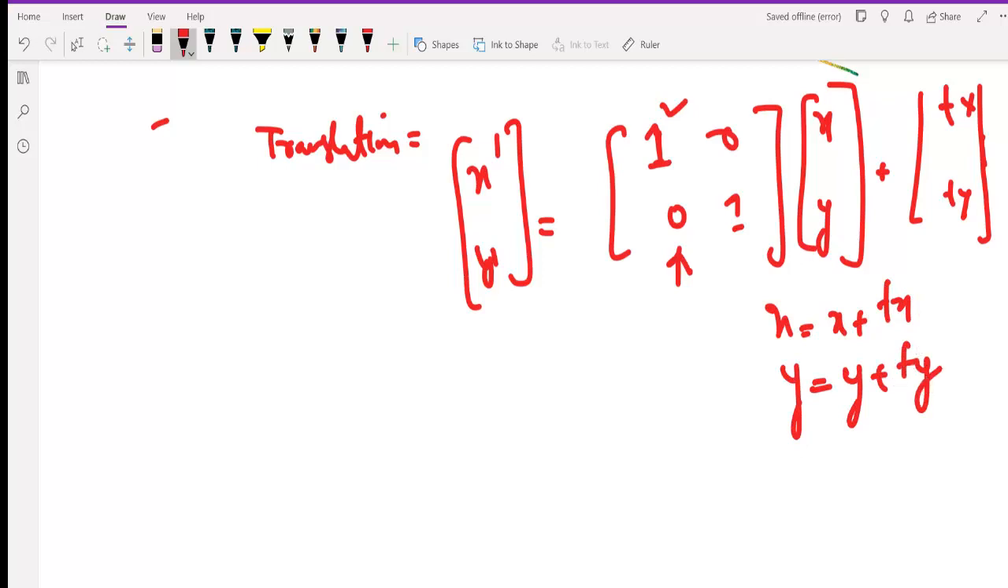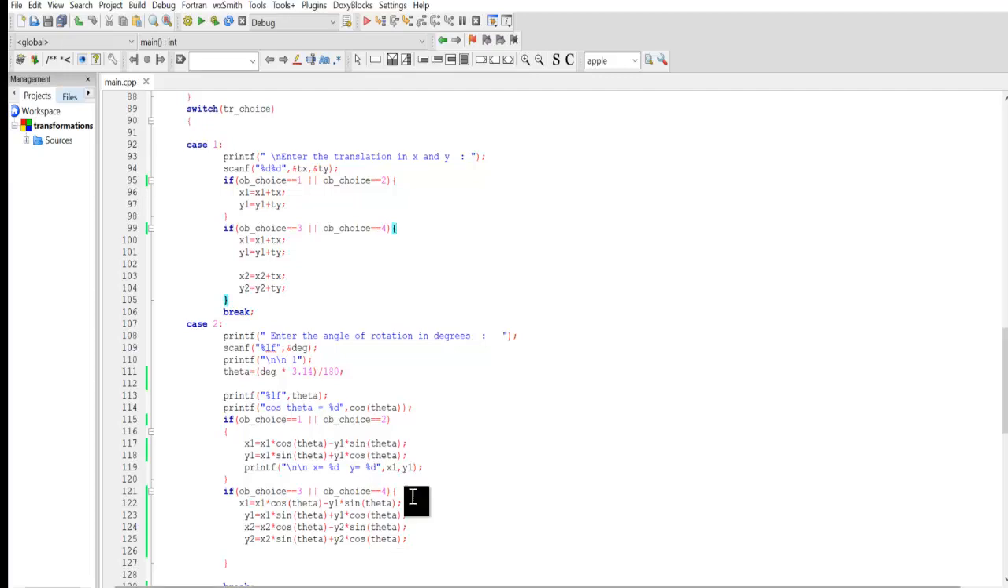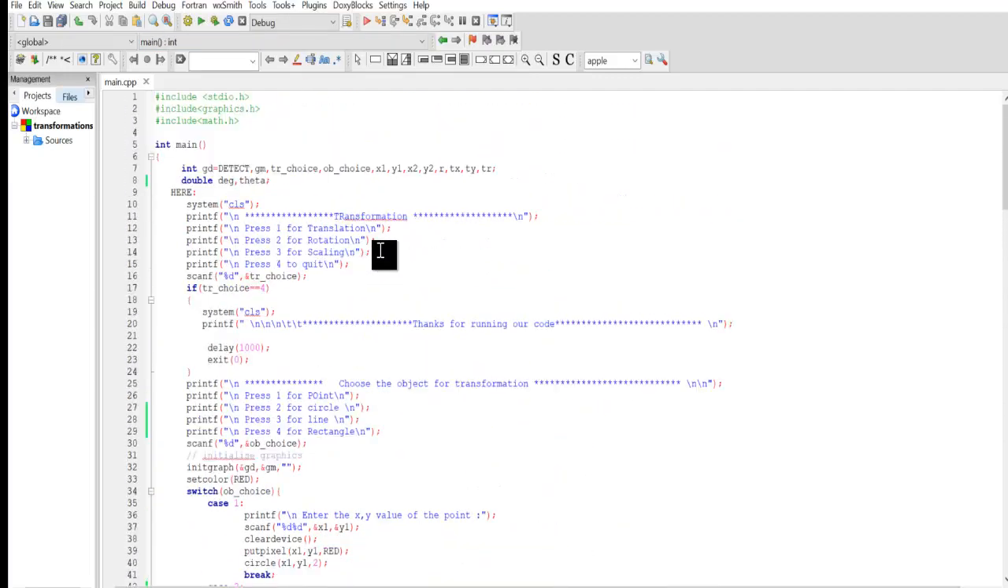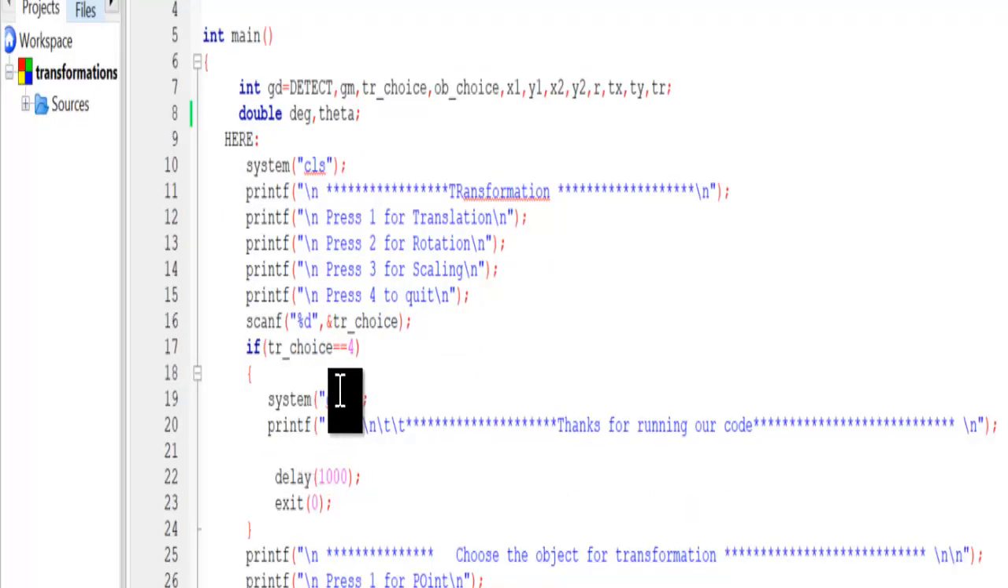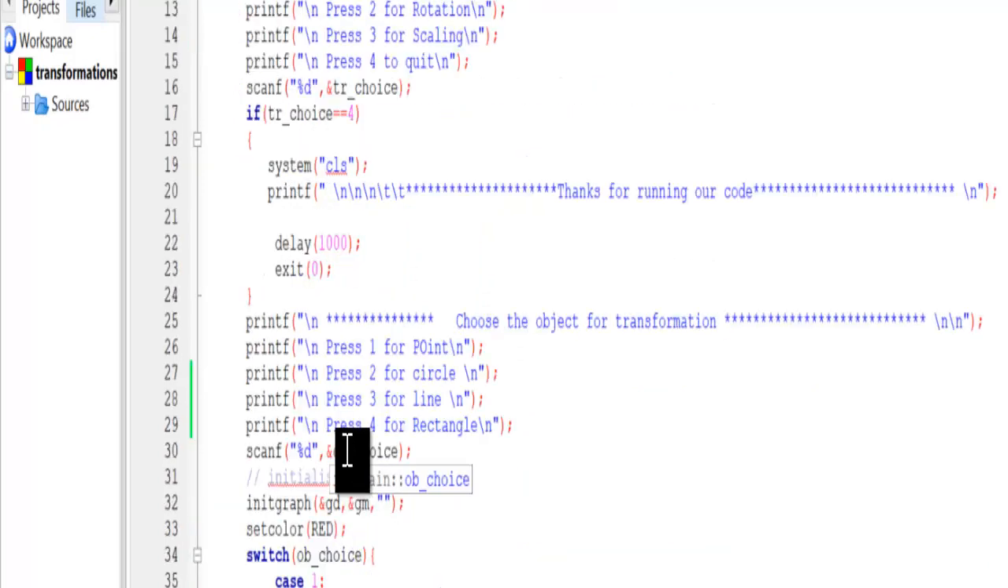So if we come to the program, what we have already done in the lab, we give the transformation choices for translation or rotation or scaling. Do you want to do the translation? What do you want to do? That will be in a TR choice, and if the choice is 4, that means you have opted to quit. Then we give the information. Then we choose the object for transformation.